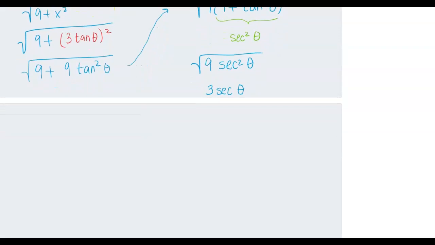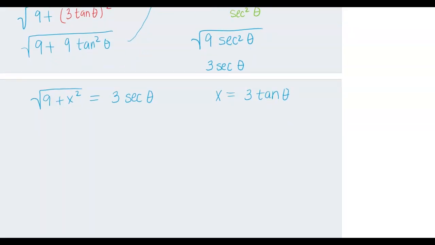And we know right now that square root of 9 plus x squared is equal to 3 secant theta. And we also know that x is equal to 3 tangent theta. That was our original. So if I divide both sides by 3, I have x over 3 is equal to tangent theta.